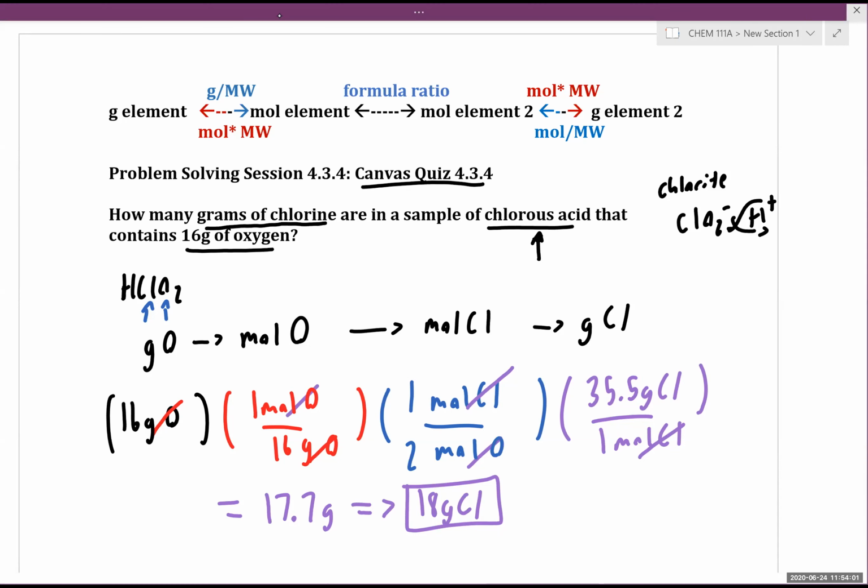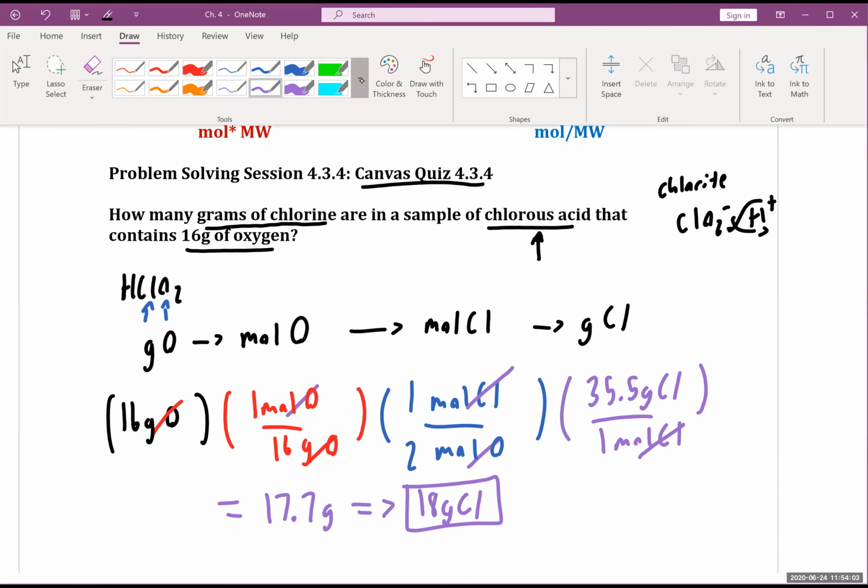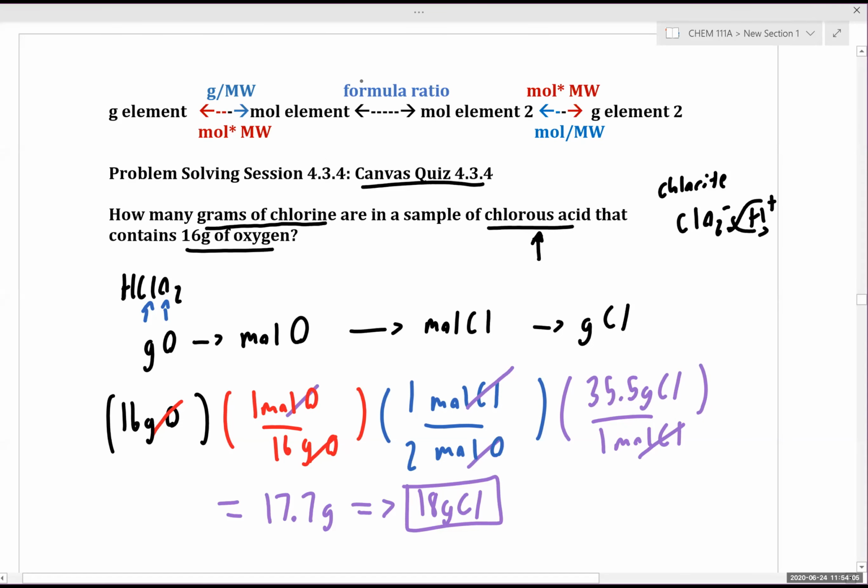Any questions on this example? Is everyone feeling a little more comfortable with using all of these conversion factors, all of these tools that we've developed to solve chemical problems?